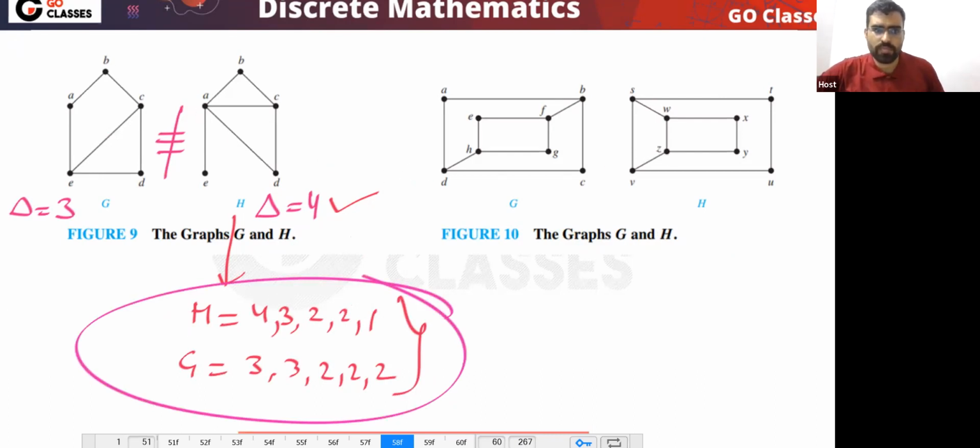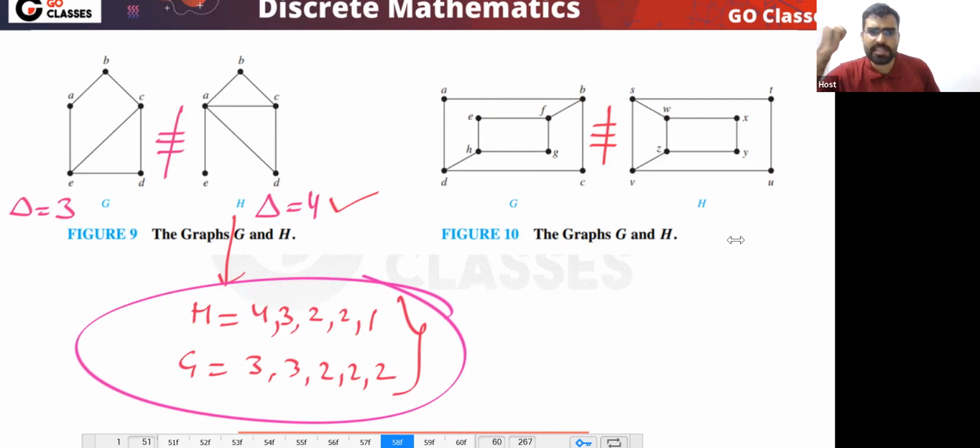What about these two, graphs G and H on your screen? Are they isomorphic? They are not isomorphic. What is the reason? See, the maximum degree is the same. Both of these graphs have the same maximum degree, the degree sequence is also the same, the number of vertices is also the same, and the number of edges is also the same. So what is different?